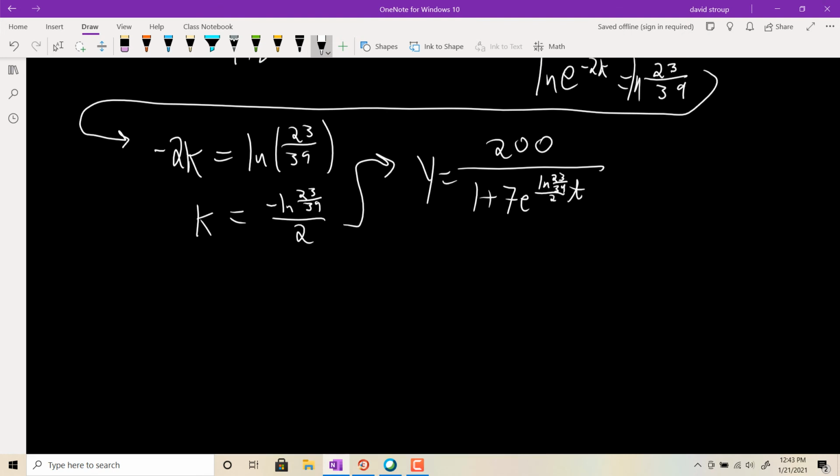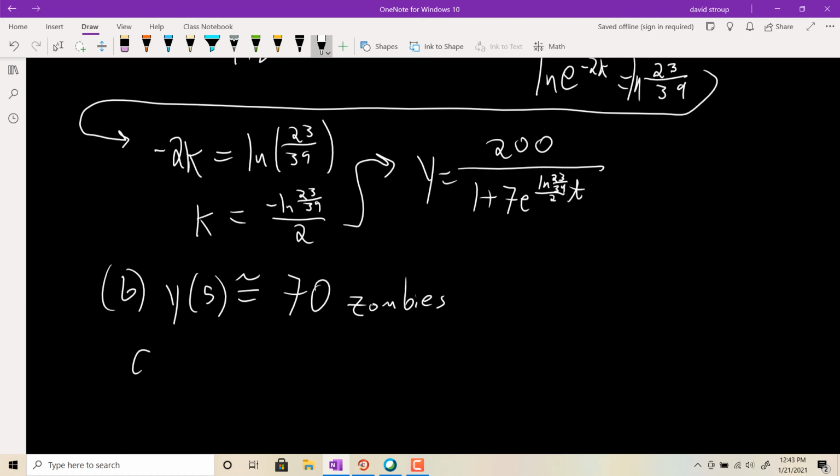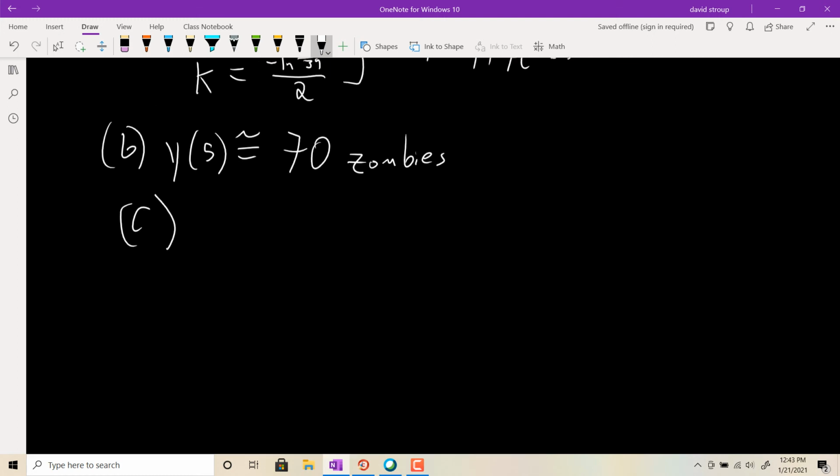Part B, how many zombies are you going to have after 5 days? If you plug 5 in there on your calculator, you're going to get about 70 zombies. Part C, they want to know when the rate of change of the zombies is going to be the greatest. And again, from above, you can presume that that will happen when the population y is equal to half the limiting population, so 100.